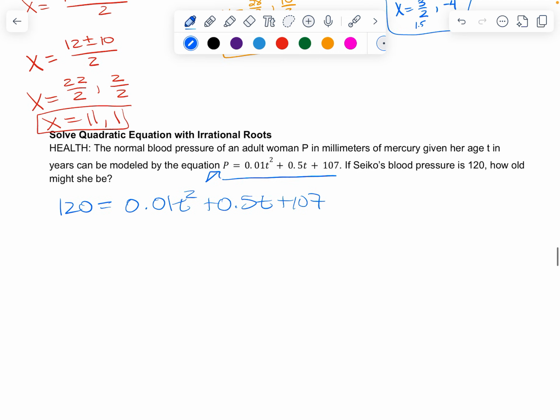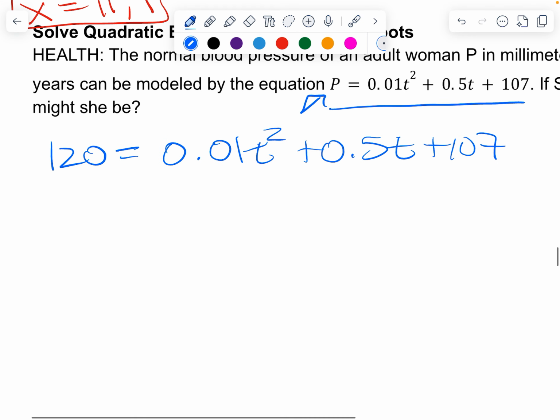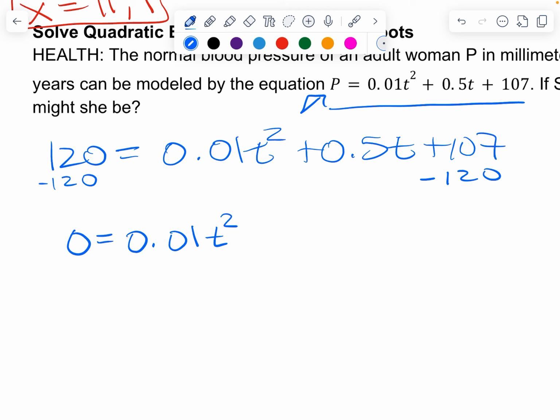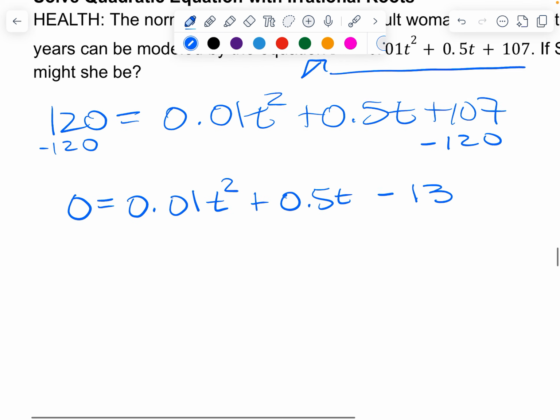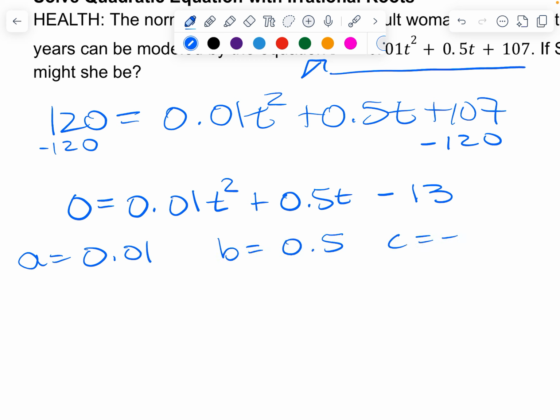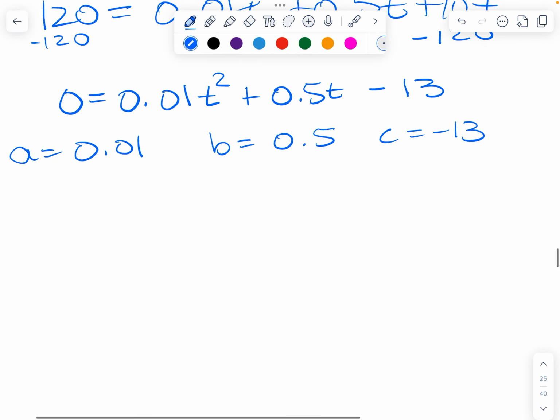Okay, so the first thing we have to do is subtract the 120 to the other side. We're going to get 0 equals 0.01 t squared plus 0.5 t minus 13. So my A value is 0.01, my B value is 0.5, and my C value is negative 13. So we're going to plug this in.